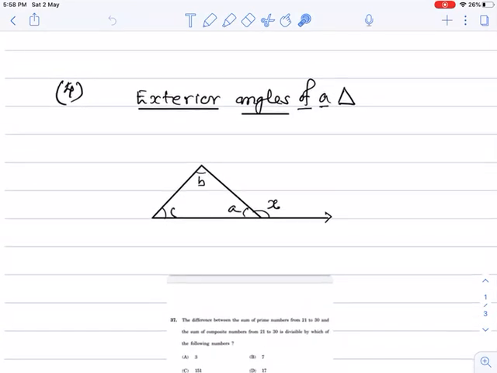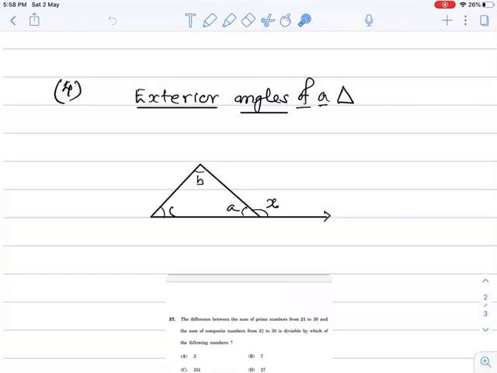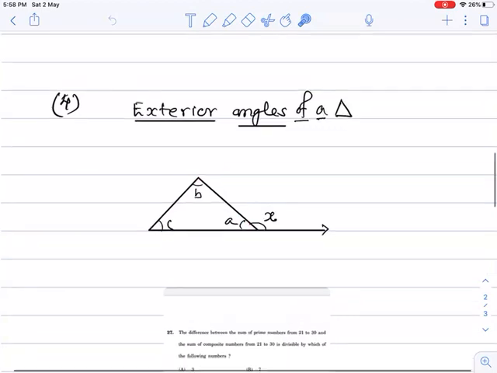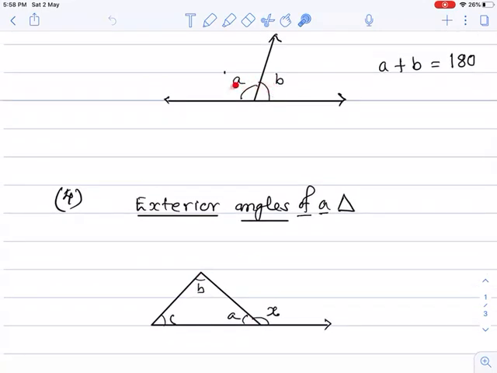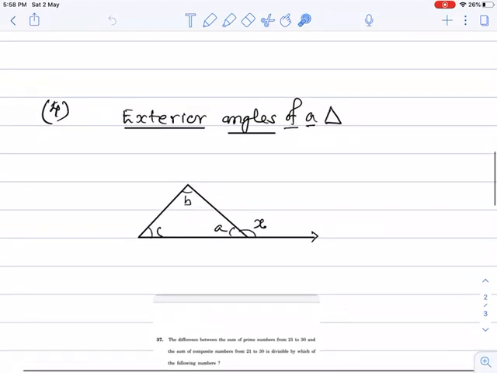The next important property is exterior angles of a triangle. Here I have drawn this triangle. Three angles are there, A, B, C, and this is the exterior angle. The important thing is that this exterior angle forms a linear pair with an interior angle of the triangle. We have studied linear pair, meaning the sum of angles in a linear pair is 180. Similarly here the exterior angle is always in a linear pair with an interior angle of a triangle.